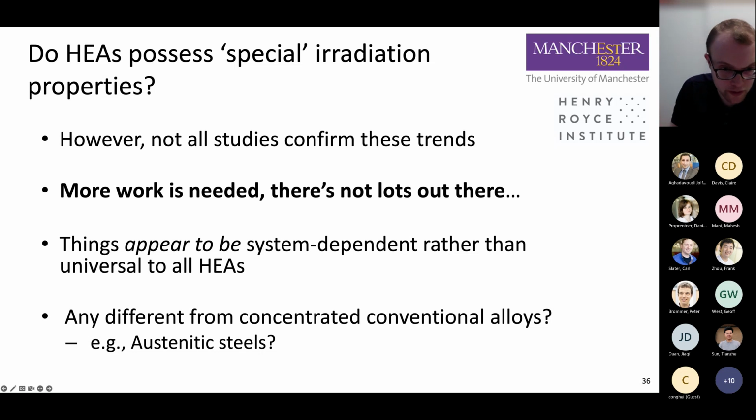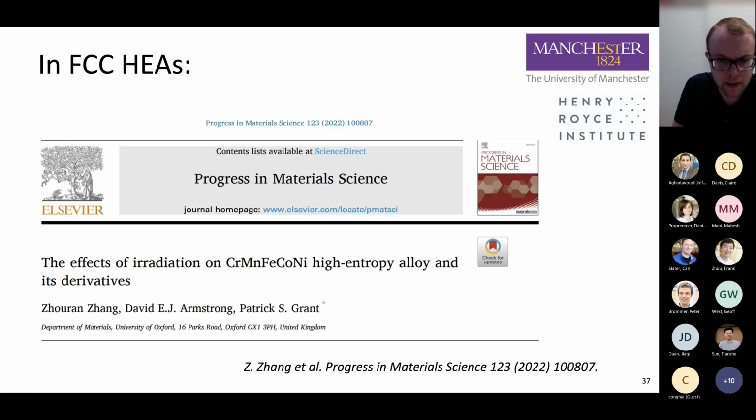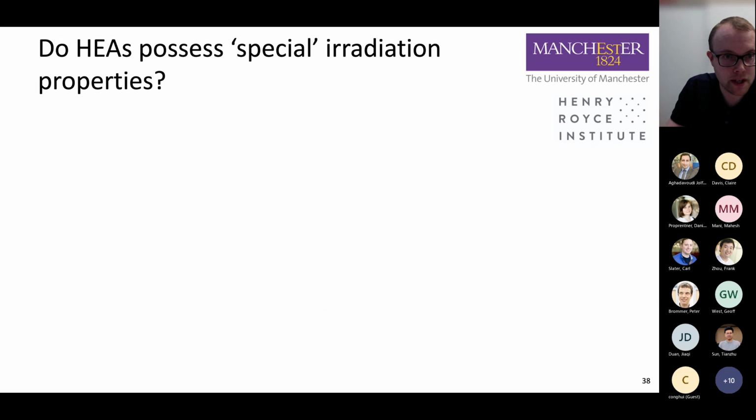There's been a huge amount of work done in the past on austenitic steels for nuclear applications, and are they actually any different to those steels? Now, if you are interested in particular in the FCC high-entropy alloys, I can recommend this review by Zhang, Armstrong, and Grant from the University of Oxford that talks about irradiation in these Cantor-like alloys in a bit more detail.